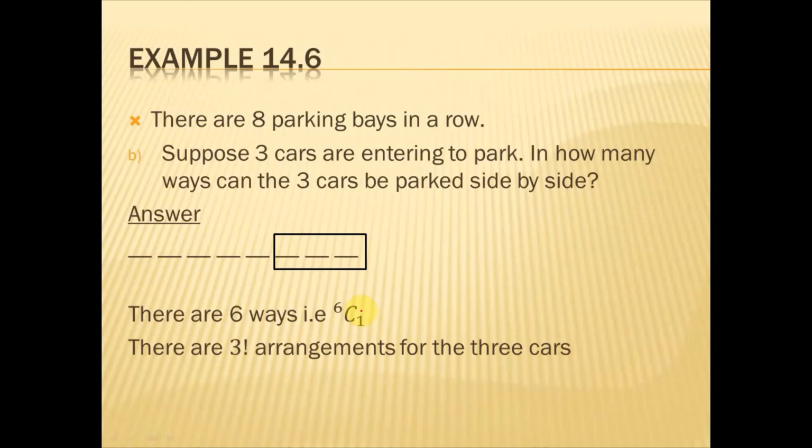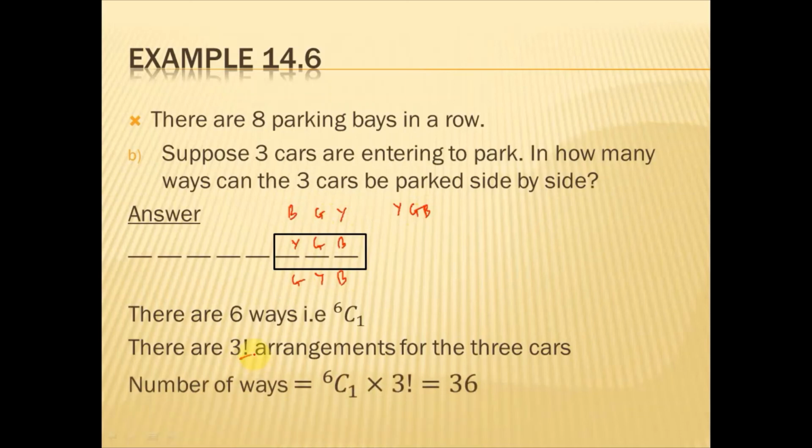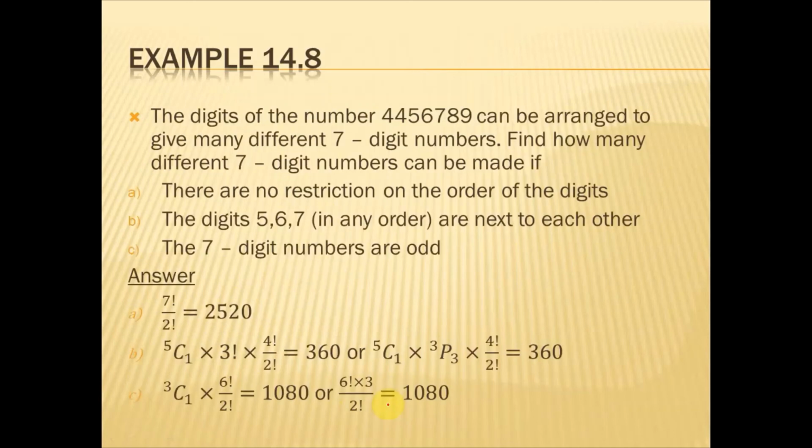And then the 3 cars could be, maybe dia adalah yellow, green and blue. So could be yellow, green, blue. Ataupun could be green, yellow, blue. Ataupun boleh jadi blue, green, yellow. Ataupun whatever lah. So maksudnya ada banyak-banyak variety. Which is macam mana? So variety adalah ada 3 place and then ada 3 choices. So adalah 3 factorial. So the answer is 6 choose 1 times 3 factorial. Which is 36.